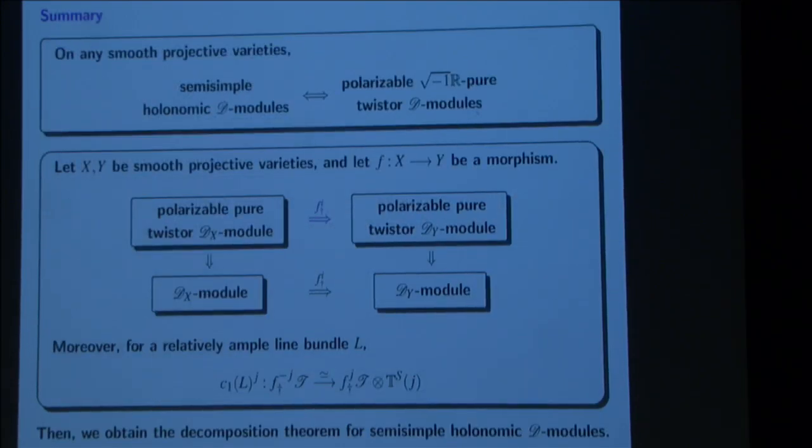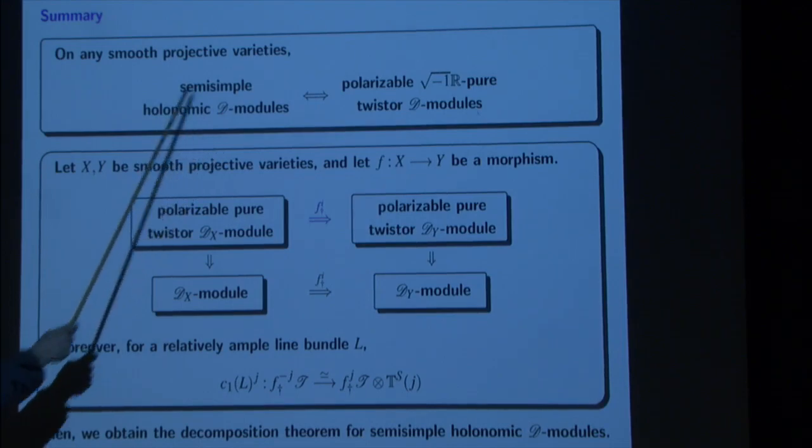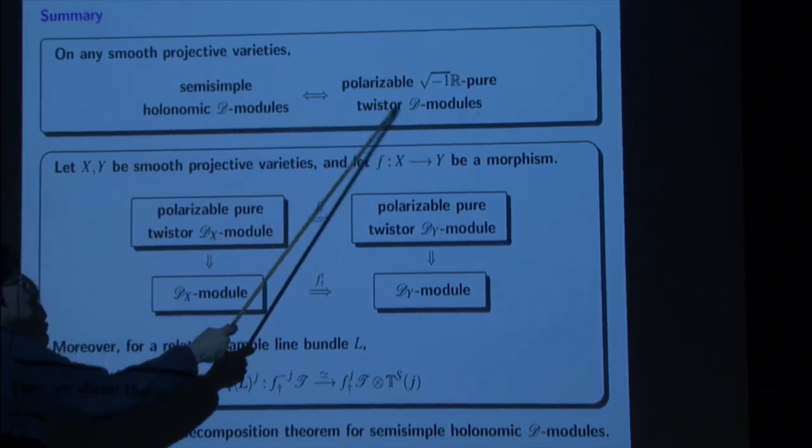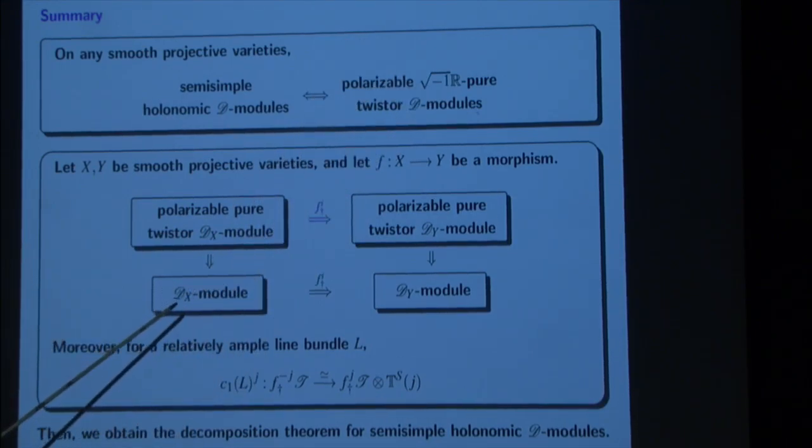Anyway, on any smooth projective variety, we have the correspondence between semisimple holonomic D-modules and polarizable root minus 1 pure twistor D-modules. We also have functoriality of polarizable pure twistor D-modules, which is compatible with the pushforward of D-modules. By applying these results, we obtain the decomposition theorem for semisimple holonomic D-modules. So I finish my talk. Thank you very much.